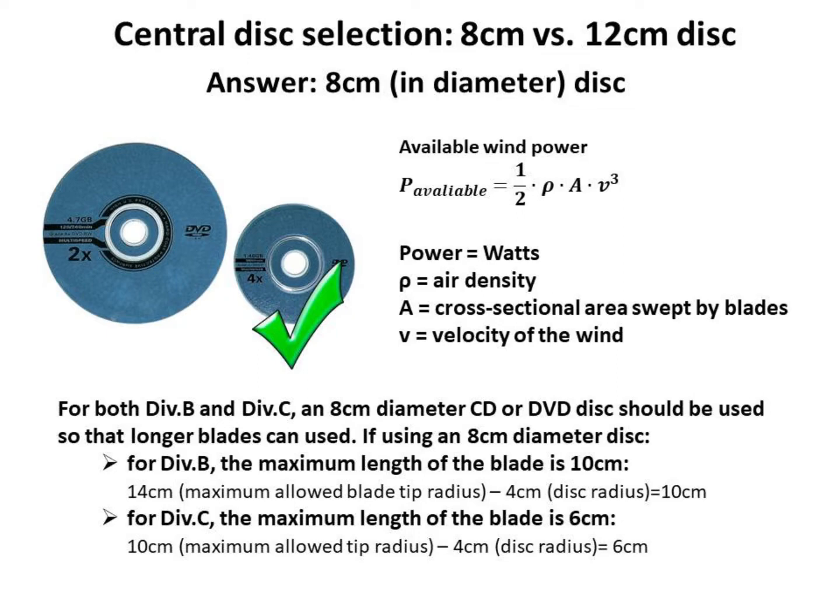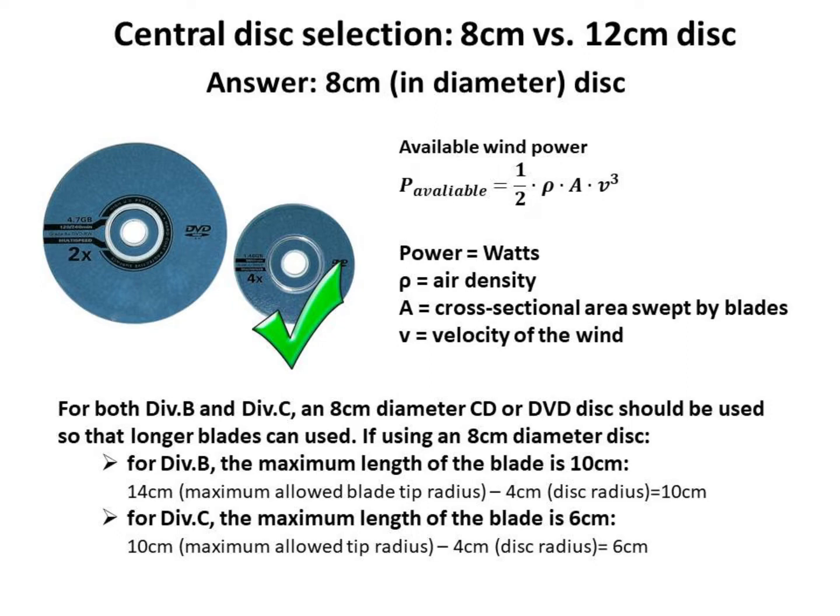When choosing your central disc, you're given two choices of either an 8 centimeter or a 12 centimeter CD. If you're using a 12 centimeter diameter disc, the possible maximum length of the blade would be 2 centimeters shorter than if you're using an 8 centimeter diameter disc, which means less cross-sectional area is being swept by the blades, and that means less available wind power is going through the assembly. And that is derived from the equation shown in the slide.